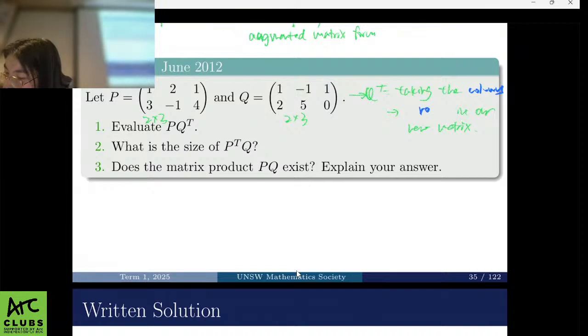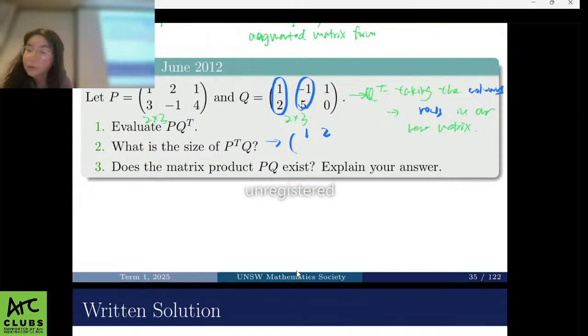There's a drastic color change, but anyway, we're taking the columns and making them the rows in the new matrix. First, we take this 1, 2. That means our new first row in the transpose of Q will be 1, 2. Then we take this column, which is negative 1, 5. So we have negative 1, 5. And then finally 1, 0. So this will be our new transpose of Q.